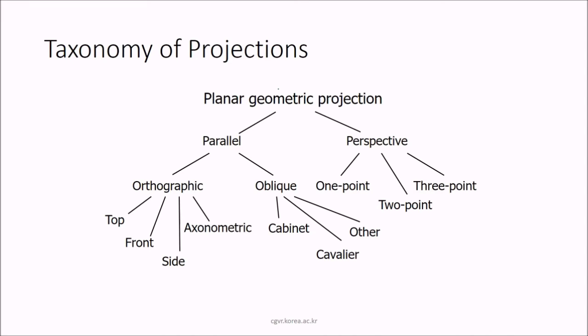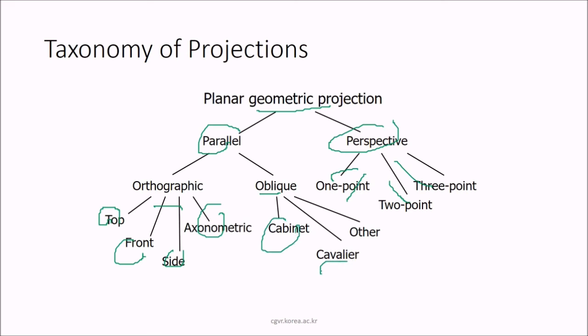So this is the taxonomy of our projection. Planar geometric projection can be parallel and can be perspective. The two types of projection possible are parallel and perspective. And then in parallel we can have orthographic projection and oblique projection. In perspective we can have 1 point, 2 point, 3 point. In orthographic you can have top, front, side, and axonometric. In oblique you can have cabinet, cavalier, and others.